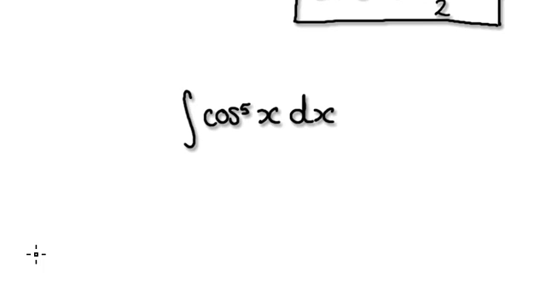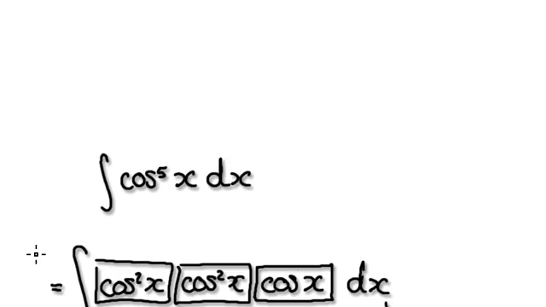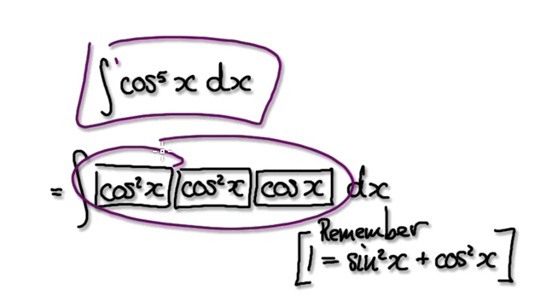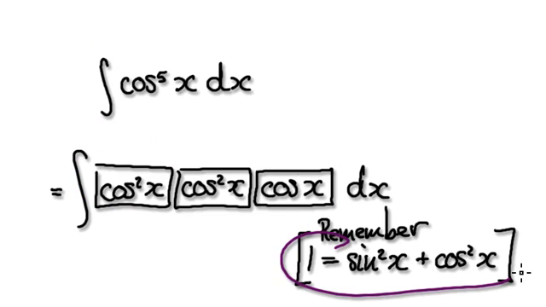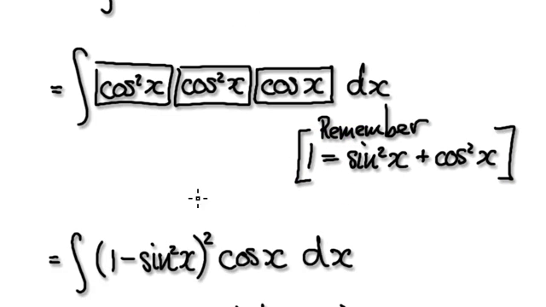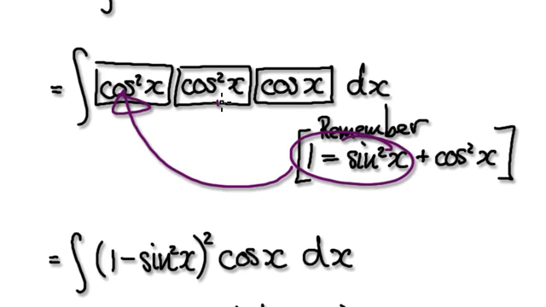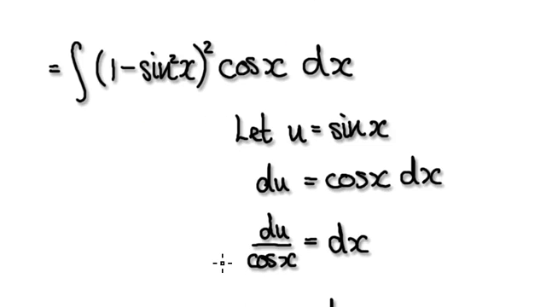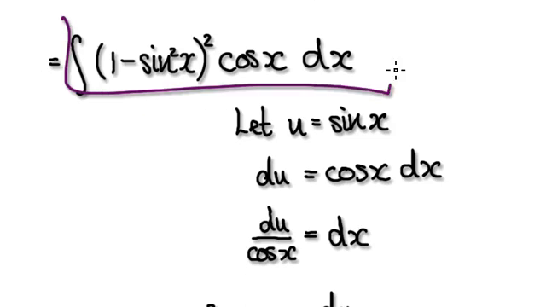Okay, so to integrate this, visualize it as this. Now remember, we are going to make use of this. So rearrange it and then put this thing back into here and into here. So that will give you this squared. Okay, so now we are at this stage here.